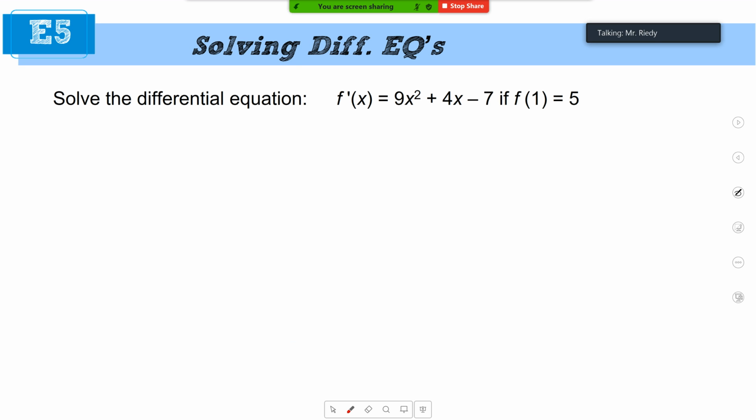Okay, so let's try this one. We're solving a differential equation. What I'm asking you for is I want to know what f of x is. Give it a shot.